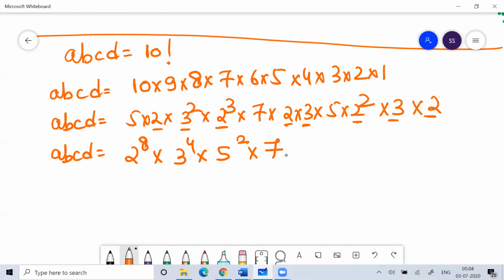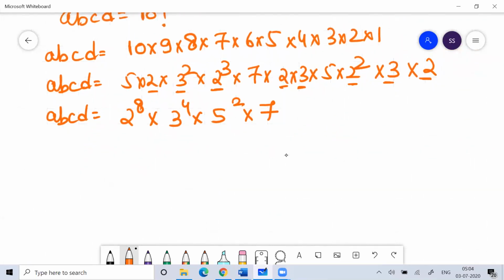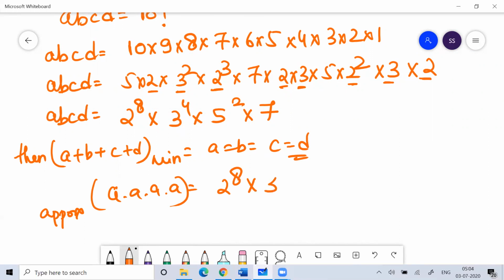Now if the product is constant, then the sum will be minimum. You want the minimum sum, no? You know that you will get the minimum sum if a, b, c and d are equal. But I know that I cannot break this equally, so let's take them approximately equal and find the approximate value of a. That is 2 to the power 8 into 3 to the power 4 into 5 square into 7.